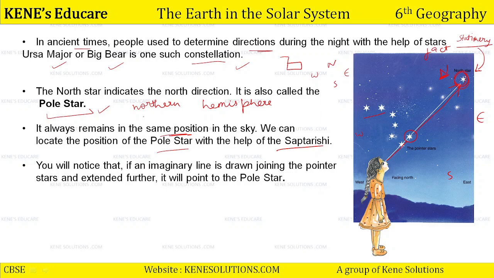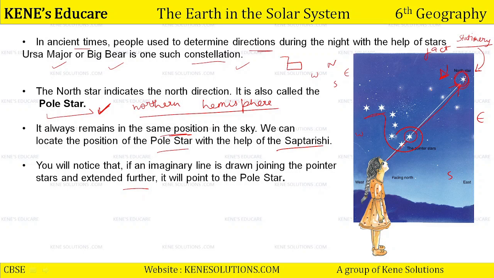Agar aap northern hemisphere mein hain, keval tab aap pole star dekh sakte hain. Okay, agar aap southern hemisphere mein, to aap pole star nahi dekh sakte. Pole star is visible only through the regions of northern hemisphere. And I told you the earth is divided into two hemispheres, northern hemisphere, southern hemisphere. You will notice that if an imaginary line is drawn joining the pointer stars and extended further, it will point to the pole star. This is, I told you, right? When this Saptarishi falls down and it makes a dipper like this, and if you look through the pointer star, you will be looking towards the pole star, which is a north star. It always remains in the north. It is stationary. It does not move from its position even an inch.